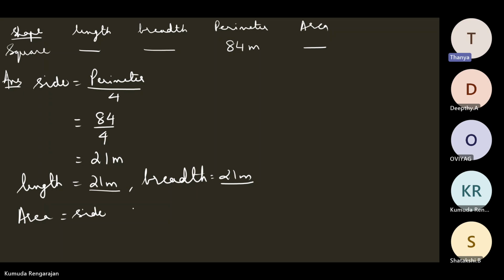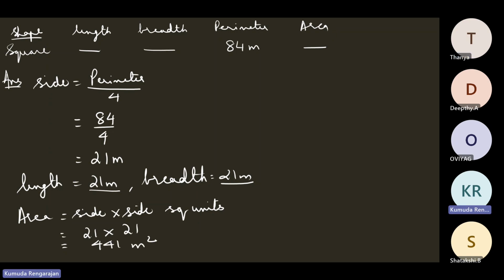Area of a square equals side into side square units. Very good. So that is equal to 21 into 21. What's the product? 441 meters square, ma'am. Very good, Tanya. You got it right.